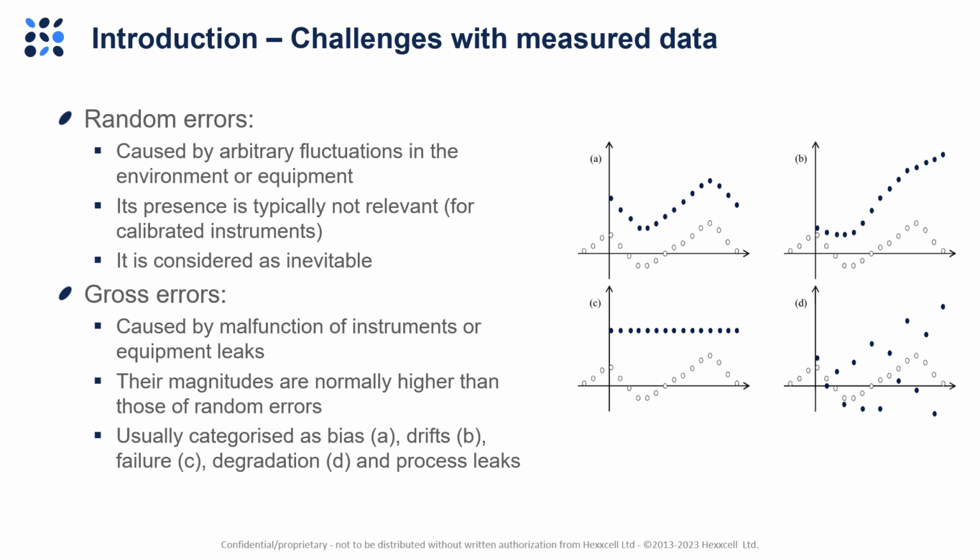We can find different subcategories for gross errors when they are related to measurements, as you can see on the plots on the right-hand side. We have measurement bias, measurement drifting, measurement degradation, and also measurement failure. In addition, when gross errors are related to units, such as tanks or heat exchangers, we also account for another category of gross errors that is called process leaks.